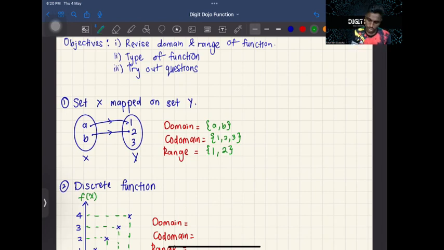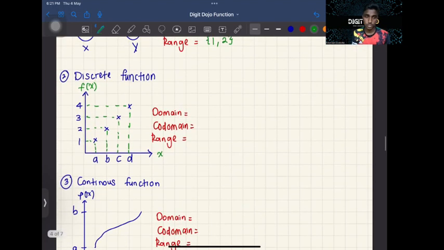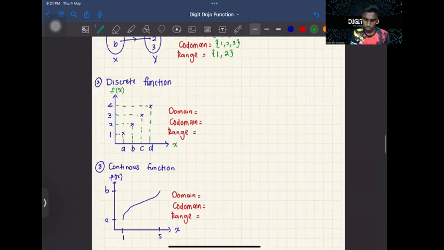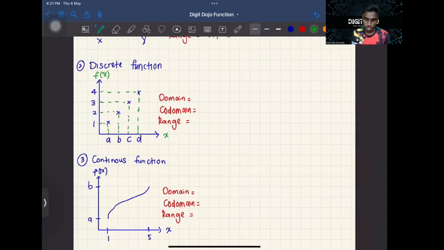Okay, now let's get to our main thing today, the types of function, discrete function and continuous function. Okay, those are the two types of function we'll be learning today. Okay, what is meant by discrete function? Discrete function means you can clearly see all the objects, all the elements in domain, and all the images, all the codomains clearly.